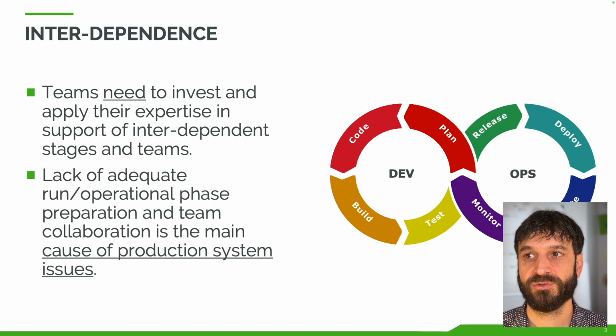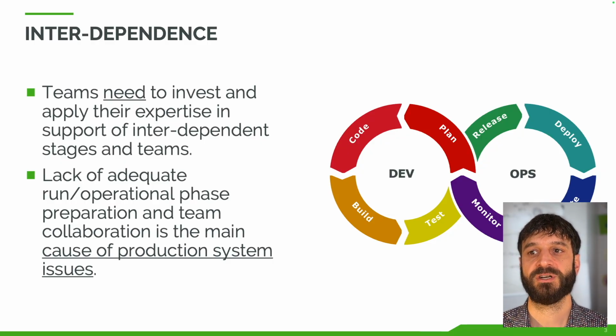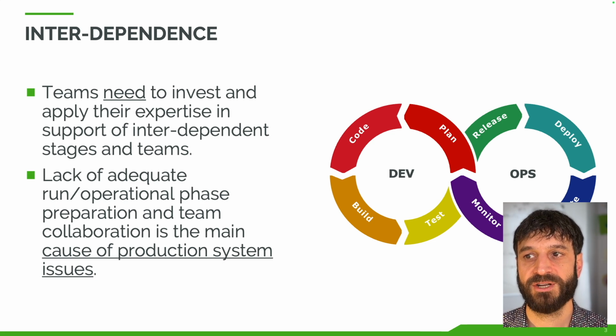And we need to ensure that that occurs because, unfortunately, lack of run operational phase preparation and such team collaboration is the main cause for production system issues. It's when things aren't thought of, they're not planned for in advance. People say that's going to be too complex or that's going to cost us too much money. And so it never happens. And unfortunately, once systems are in production, it's too late.